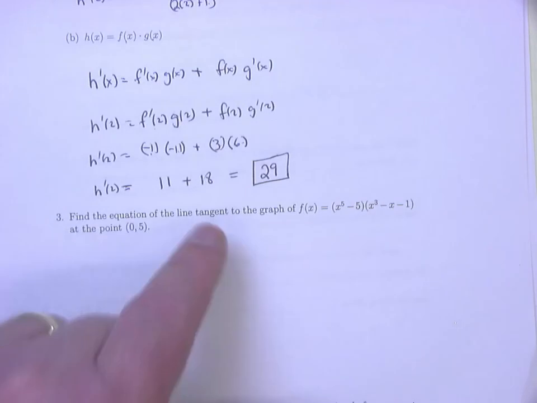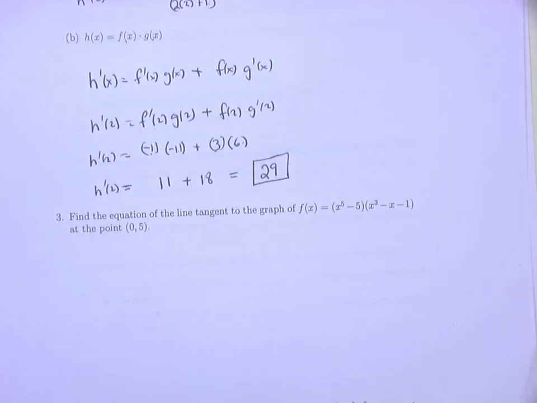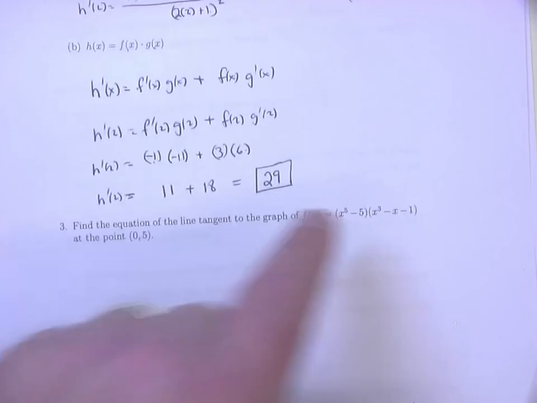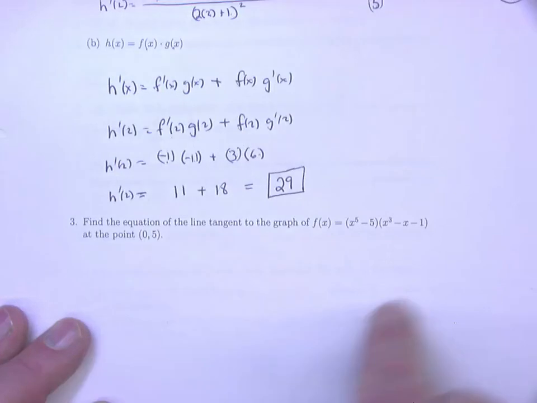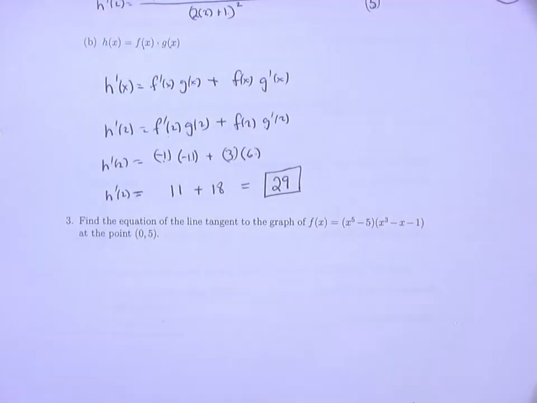Anytime I want to find the equation of a line, especially a tangent line, I could use the point-slope formula. They gave me the point. I just have to find the slope of the tangent line, which means I'm going to take its derivative, plug in x is 0, crunch that number out, and finish it up. We'll do that problem next time. It's a great problem to practice with.